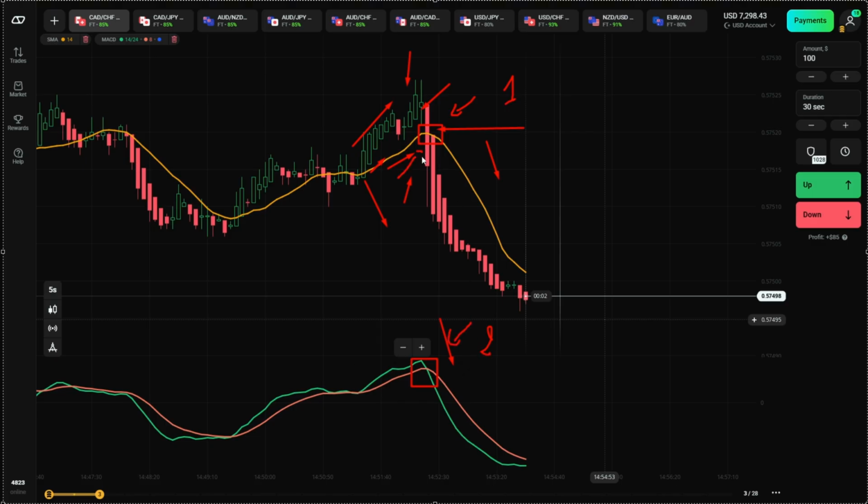So if we enter a short position right away on this candle, and of course the candles will move quickly because the time frame will be 5 seconds. So you definitely need to be quick when entering trades, so you have to be prepared. You need to have your amount ready, set the duration and enter immediately.